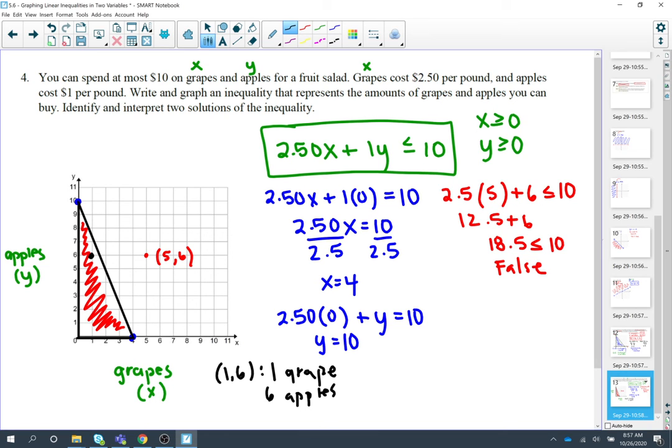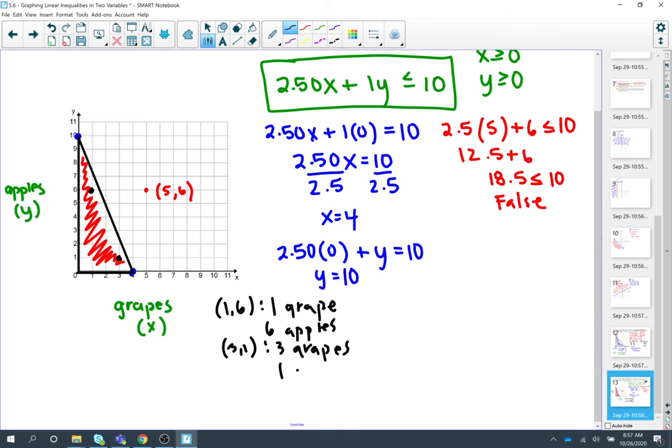I could also buy 3 bags of grapes and 1 apple and still be within my budget. I could buy 4 grapes and 0 right here, 4 and 0. I could buy 3 and 2. I could buy 0 and 10 and still be within my budget. Anything either on those lines or in that box and still be within the $10 budget.